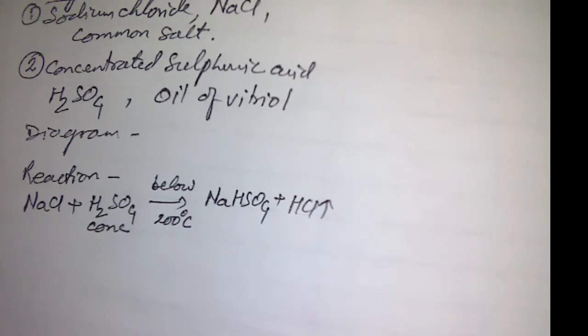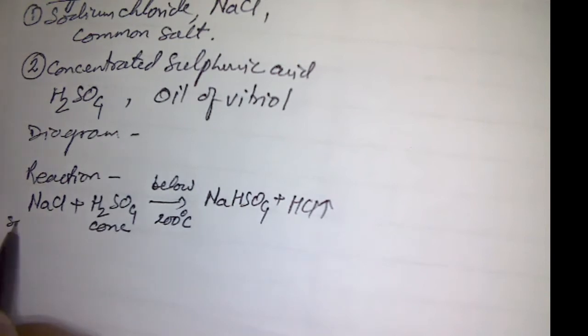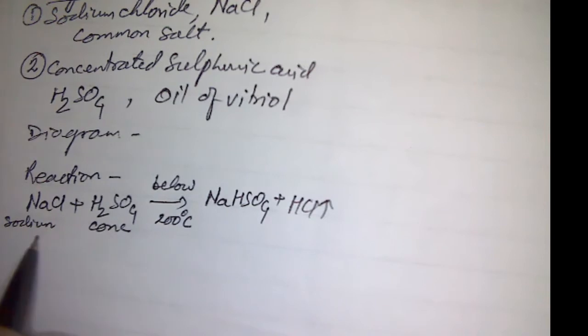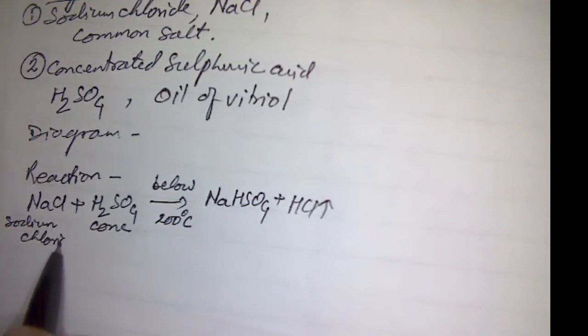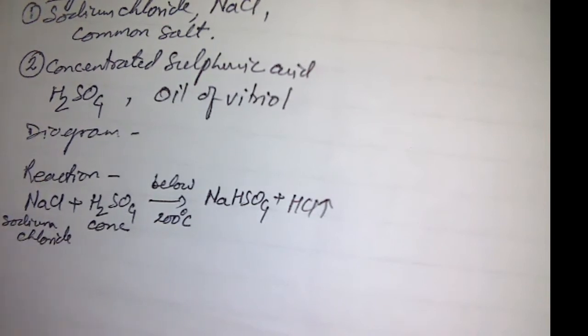Sodium hydrogen sulfate. What you can do, when you are studying, is always write the names just below it, then it will be much better. I'll just show you this example. This you'll write down: sodium chloride. Then this you'll write down: sulfuric acid.